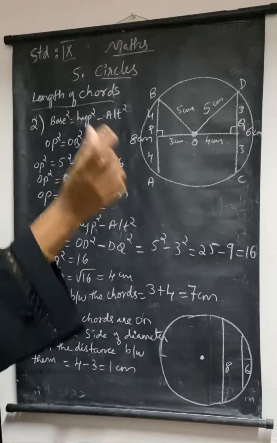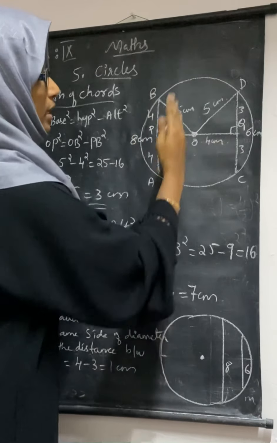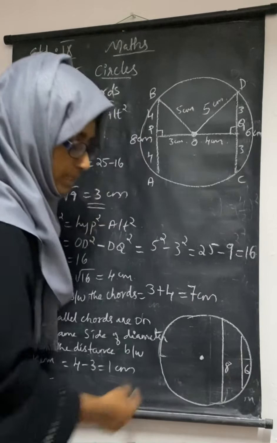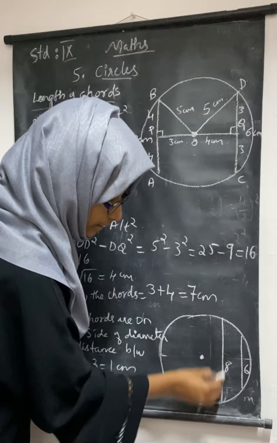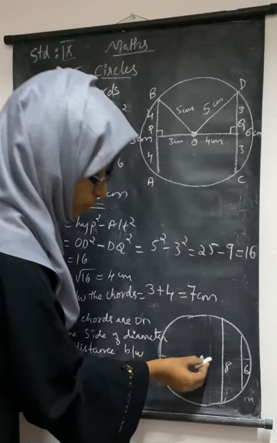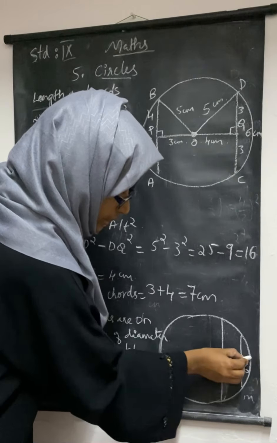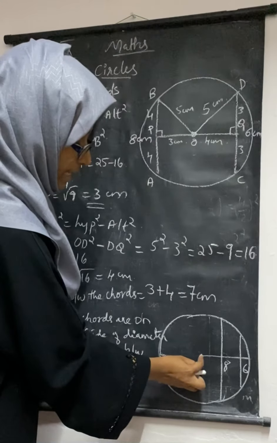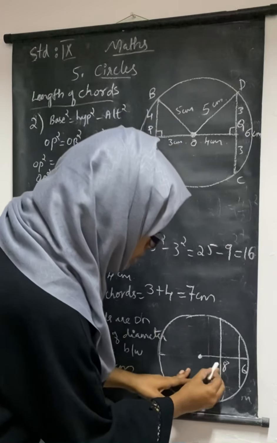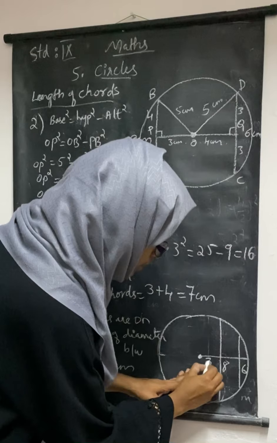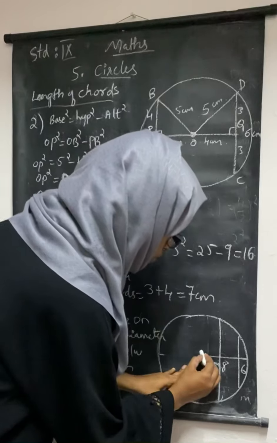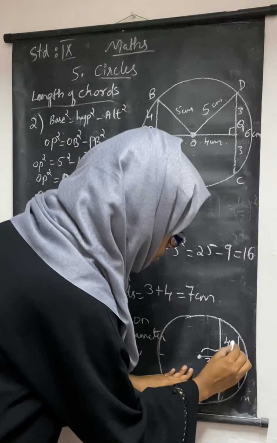Now the second part of the question they asked, if these two chords come on the same side of the diameter. So you can see here one circle. These two chords are coming on the same side of the diameter. Means here 8 centimeter long, here 6 centimeter long. What will be the distance between these two? So if I draw a diameter or a radius like this, from the center to this chord, how much did you have? It's 3. From the center to this 6 centimeter chord, how much did you have? 4 centimeter. I can show you 4 centimeter.